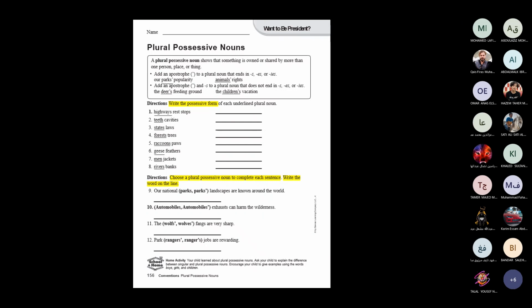Okay, Hazem. Don't send the homework right now. Hazem and Talal and the others, don't send the homework. I didn't ask you to send the homework pages.